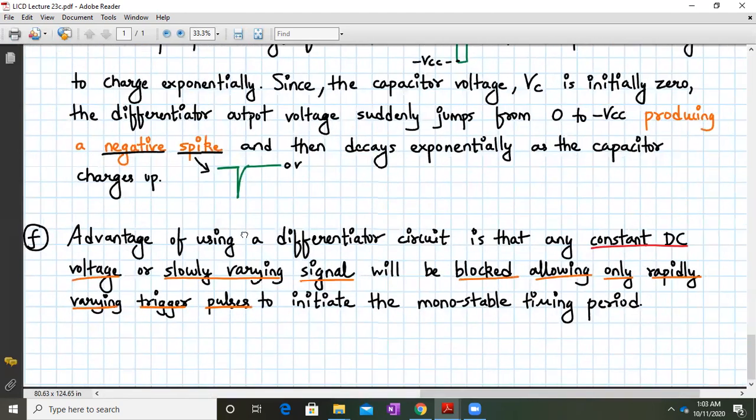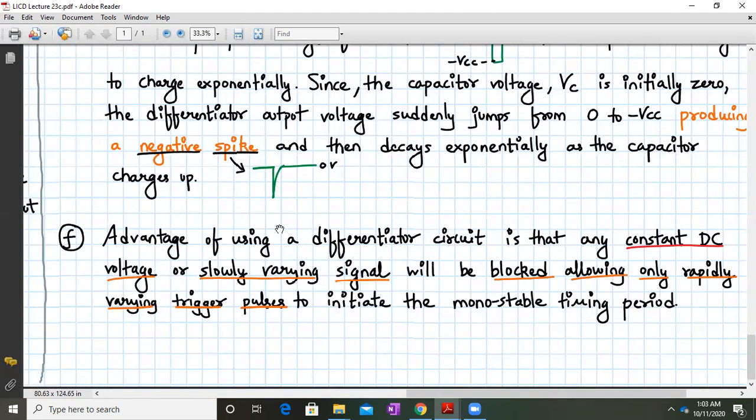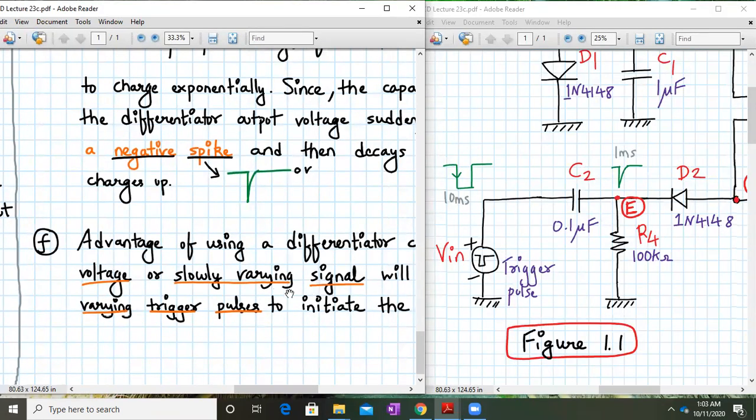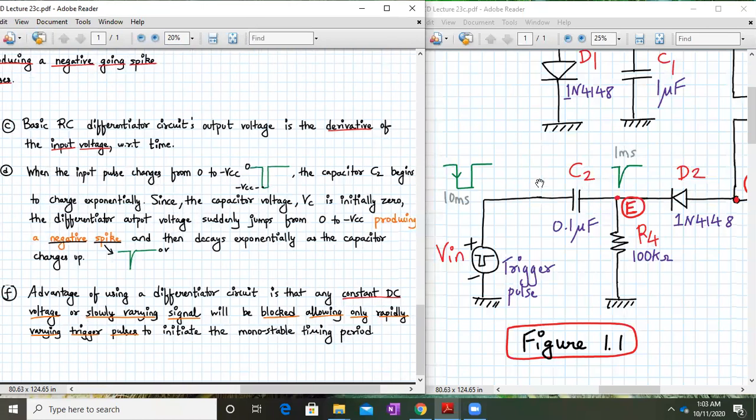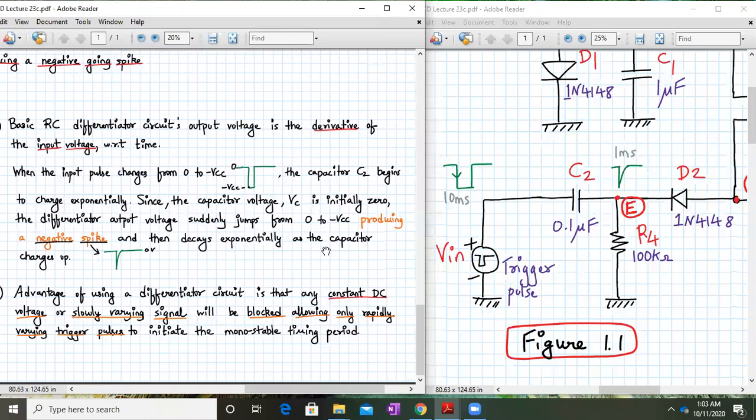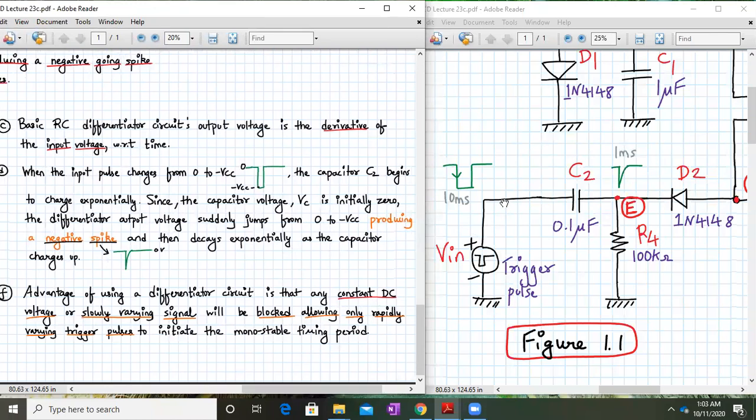The last part is the advantage of using a differentiator circuit: any constant DC value or any slowly varying signal will be blocked. Let me go back to the circuit over here. This is my main monostable multivibrator circuit. The advantage of using such a differentiator circuit formed by C2 and R4 is that any constant DC voltage or slowly varying signal will be blocked, allowing only rapidly varying trigger pulses to initiate the monostable timing period. I hope that this point is clear.